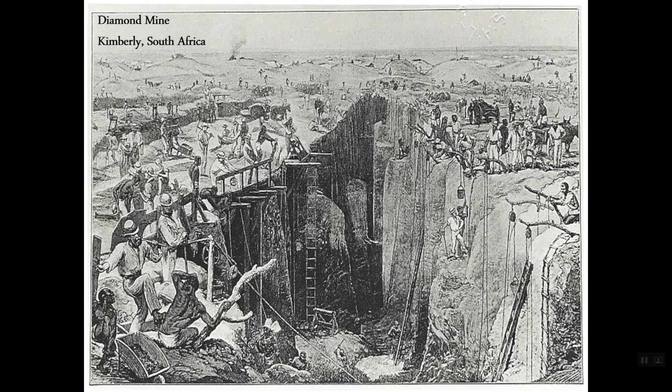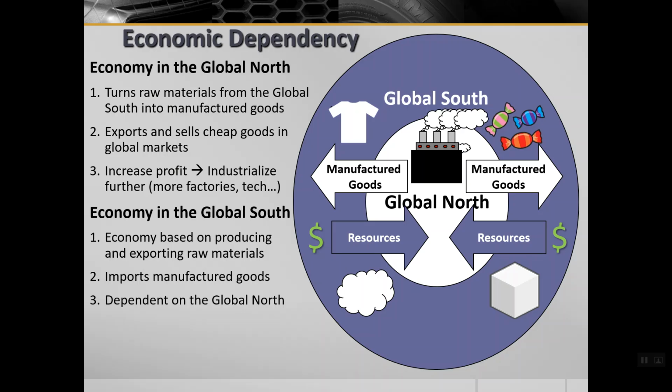Diamonds in South Africa. This is the diamond mine in Kimberley, South Africa, so that people could enjoy diamonds in the industrialized North. If you remember, this is what we talked about, economic dependency, about the global North needing raw materials and needing global markets to export and sell those materials to increase profit. Again, the key and the core of this whole thing is profit. How can you maximize your profits?